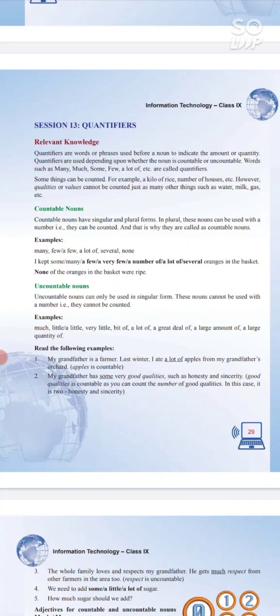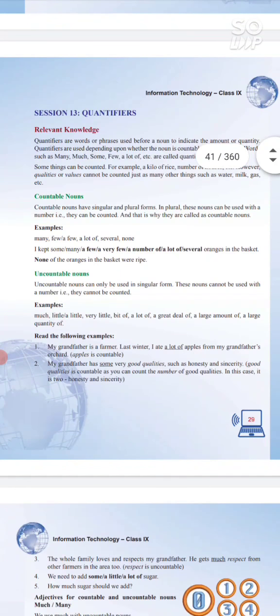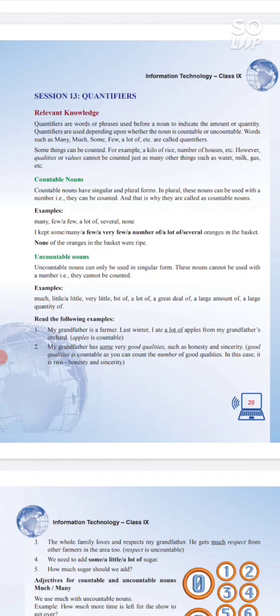So a sentence is given. I kept some or many, a few, a very few, a number of, a lot of, or several oranges in the basket. For example, I kept some oranges in the basket. I kept many oranges in the basket. So oranges are countable nouns. So some, many, a few, a very few, a number of, a lot of, several, all these are used before countable nouns. None of the oranges in the basket were ripe. Okay, none is also used with countable nouns.